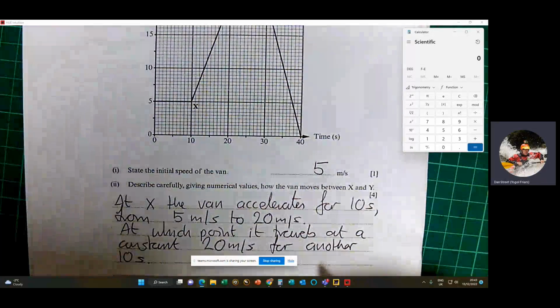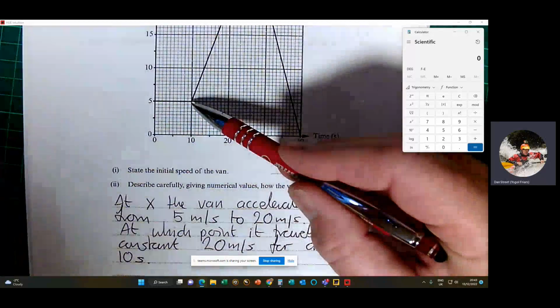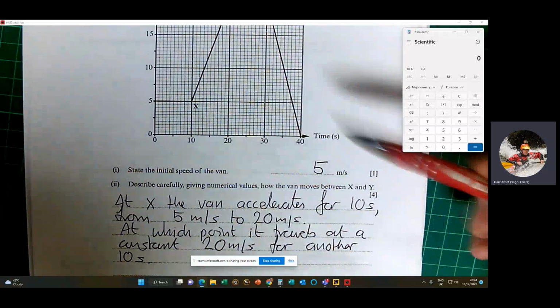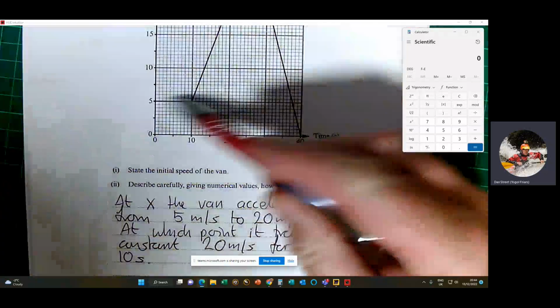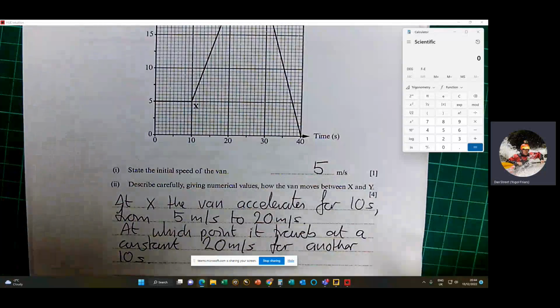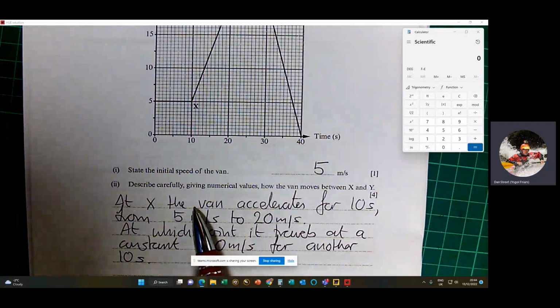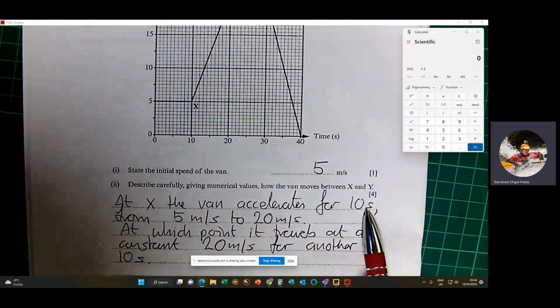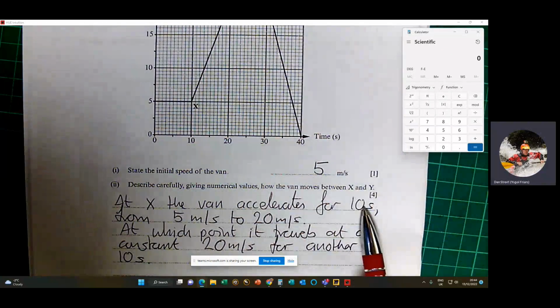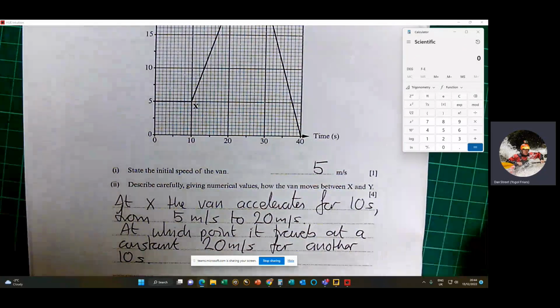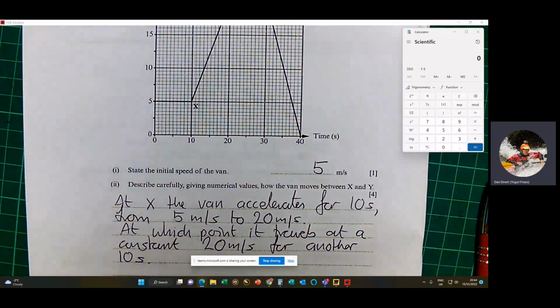And in fact, that answers the question, because we need to go from X, accelerate, constant velocity or constant speed, to Y. We don't have to mention the deceleration, we don't have to mention the first part of the journey. So we've got here 2 points really. We've got an accelerates, so that's what it's doing. We've mentioned the numbers from it accelerates for 10 seconds from 5 to 20, and then we've mentioned that it's traveling at a constant 20 meters per second for another 10 seconds. So we've got there 4 separate points to answer that question. Okay.